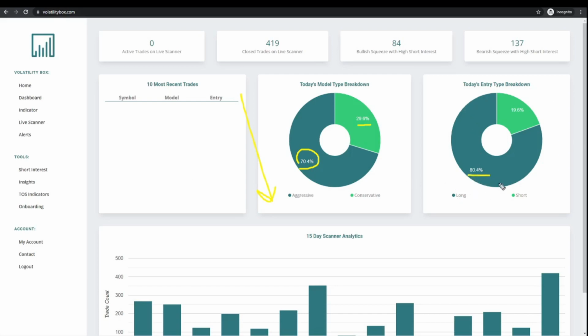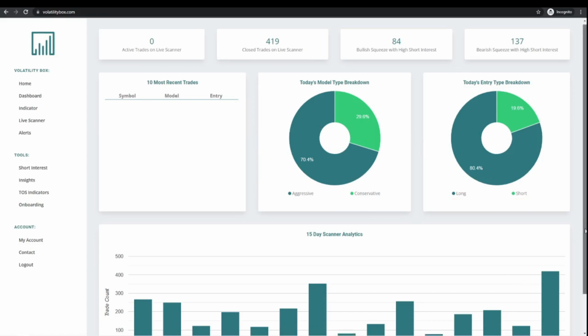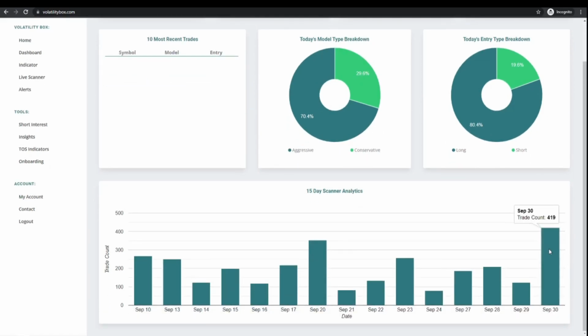Now, if we take a look at our entry type as well, this should be no surprise, but 80% of our entries today were all long entries, and 19.6% were short entries where price rallied and we were looking to try and fade that rally. So again, for the most part, this lines up with what we would expect today. We had a lot of volatility. We can see that right here with the bar chart, 419 trades today. Of those 419, 70% were off of the aggressive models, but almost 30% there off of the conservative model. So that's still something noteworthy to really keep in mind is we did see a good deal of volatility.